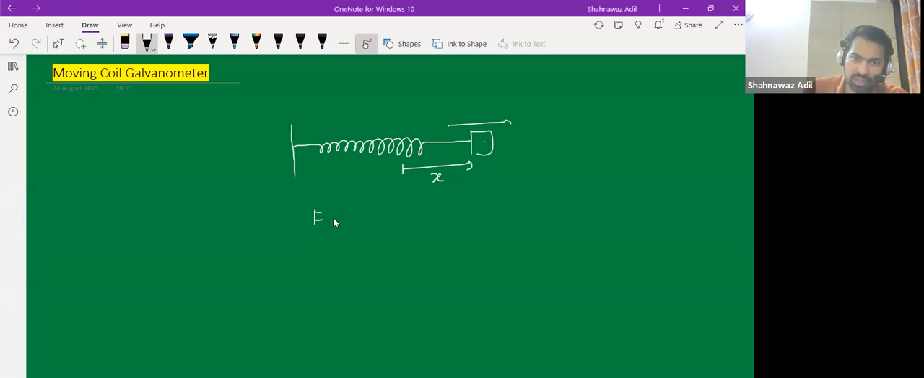So Hooke's law says that the force is directly proportional to x. So F is minus kx, right? This is what we know. The displacement is happening in the x direction, so there is a linear effect.